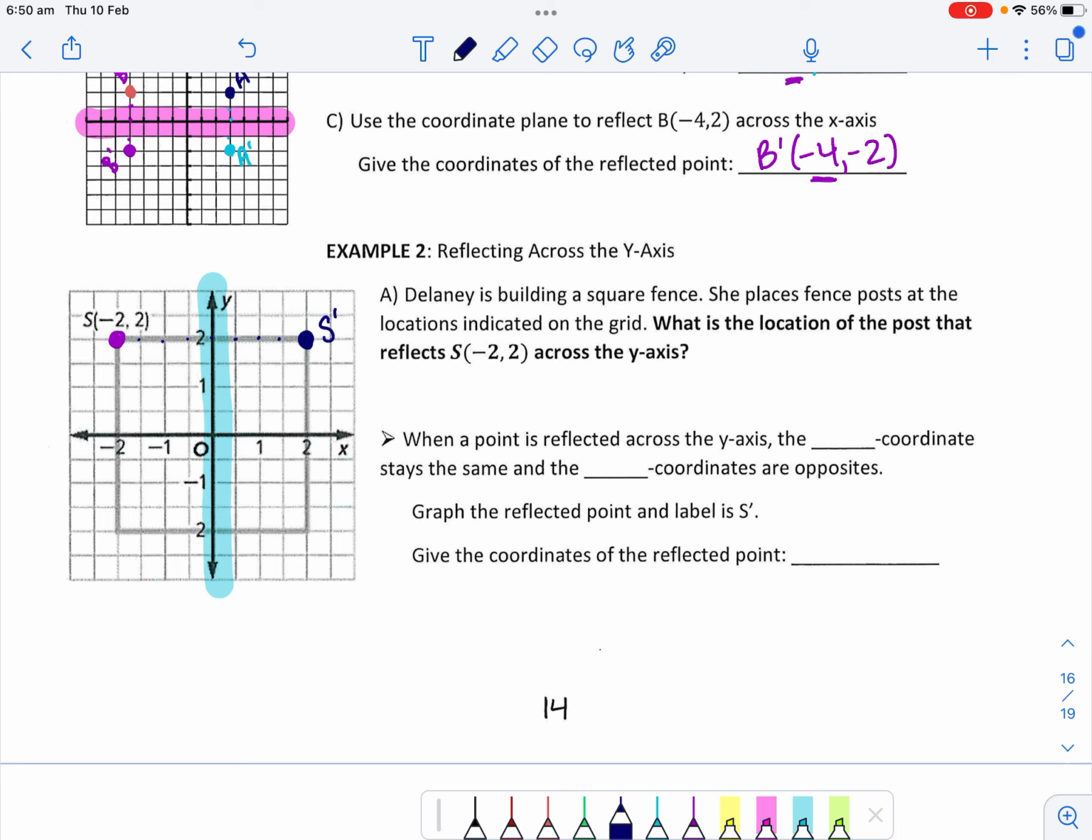And this point, the x coordinate is the one that changes because now I'm over at +2 and my y coordinate stayed the same because I'm still up at +2. So when a point is reflected across the y-axis, the y coordinate stays the same and the x coordinates are opposites. So this S prime is 2, 2. So my original point was -2, 2. My new point is +2, 2.